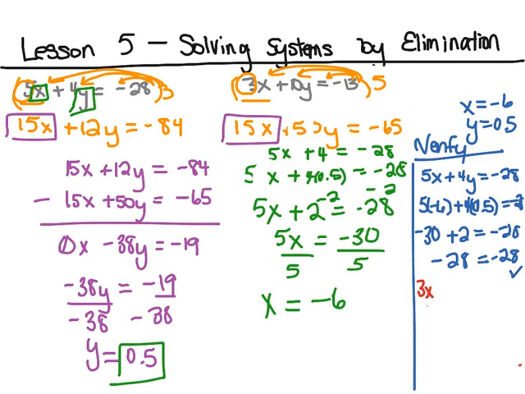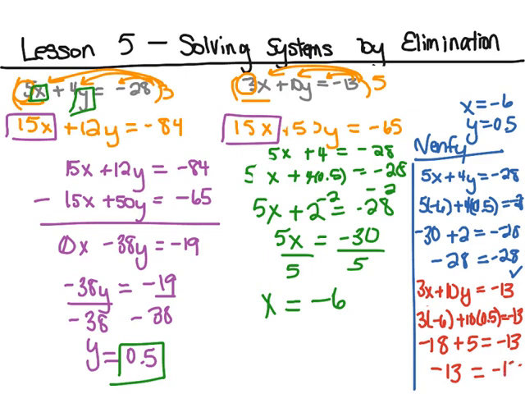We have 3x plus 10y is equal to negative 13. 3 times negative 6 plus 10 times 0.5 is equal to negative 13. 3 times negative 6 is negative 18. Half of 10 is plus 5 is equal to negative 13. And negative 18 plus 5 is negative 13. So the right side equals the left side. This equation satisfies both. So x equals negative 6, y equals 0.5.